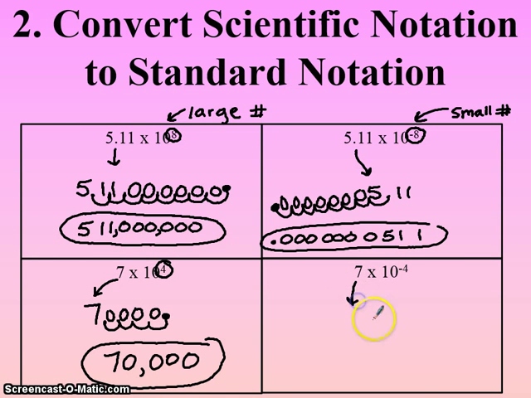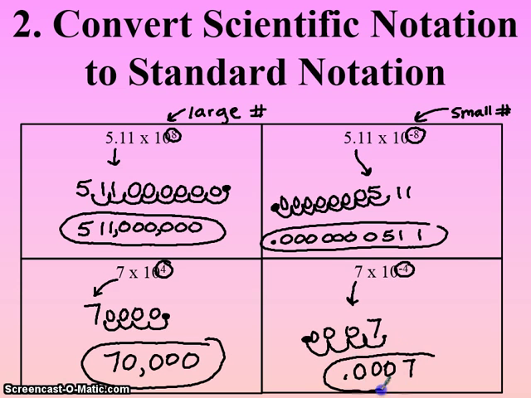Alright, last example. We have 7 times 10 to the negative 4 power. So we are going to move the decimal 4 place values, but we're going to move it to make a smaller number. So we're going to take the decimal in the number 7 and move it 4 places to the left. 1, 2, 3, 4. So we get 0.0007.